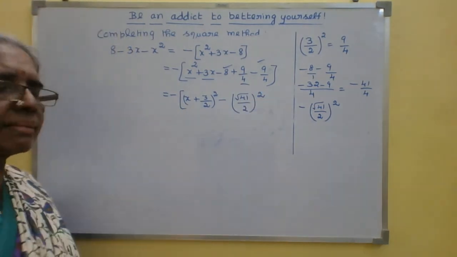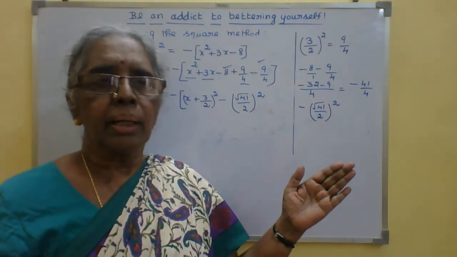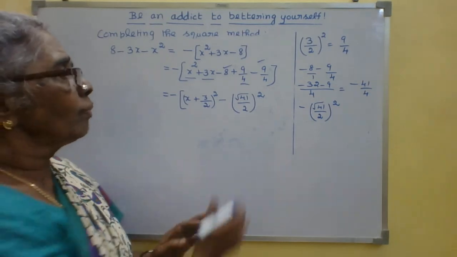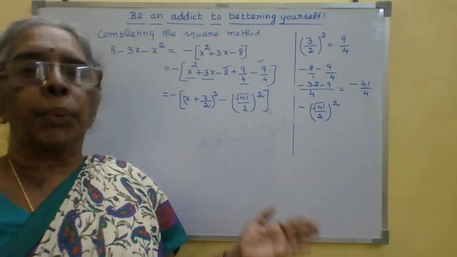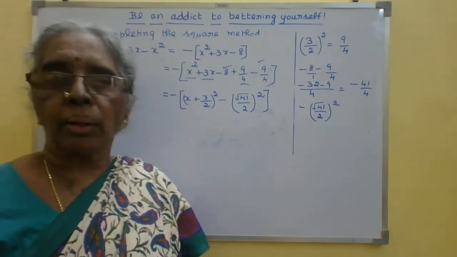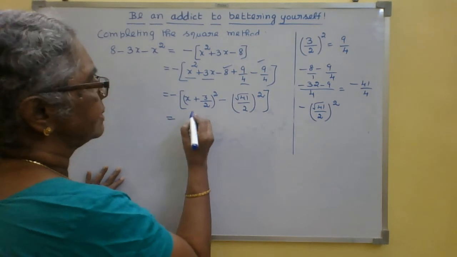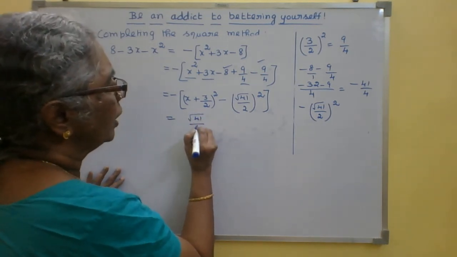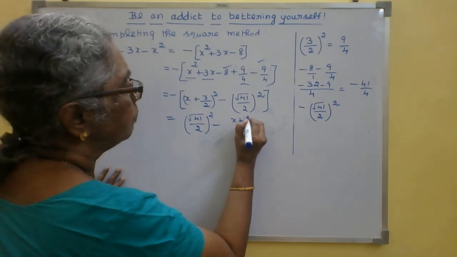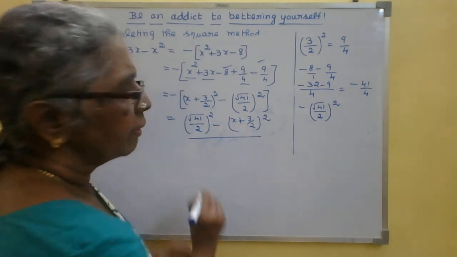So this minus is here. Now if the quadratic given in your sum is just a quadratic, you can do it like this. But sometimes you will get the quadratic within your root. If it is within your root, this minus you cannot take out. So it is better you learn this way. Bring the minus in. You write root 41 by 2 the whole square minus (x plus 3 by 2) the whole square. Okay. This is the big one.